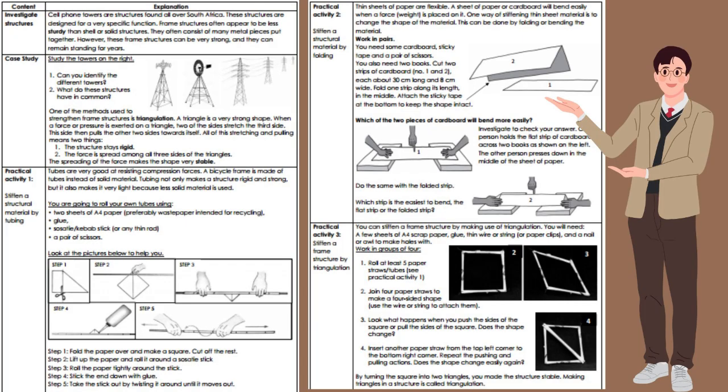Content explanation. Investigate. Structures. Cell phone towers are structures found all over South Africa. These structures are designed for a very specific function. Frame structures often appear to be less sturdy than shell or solid structures. They often consist of many metal pieces put together. However, these frame structures can be very strong and they can remain standing for years.